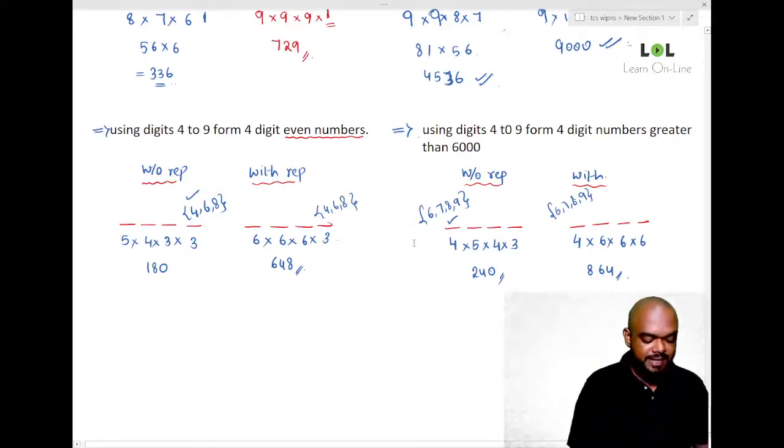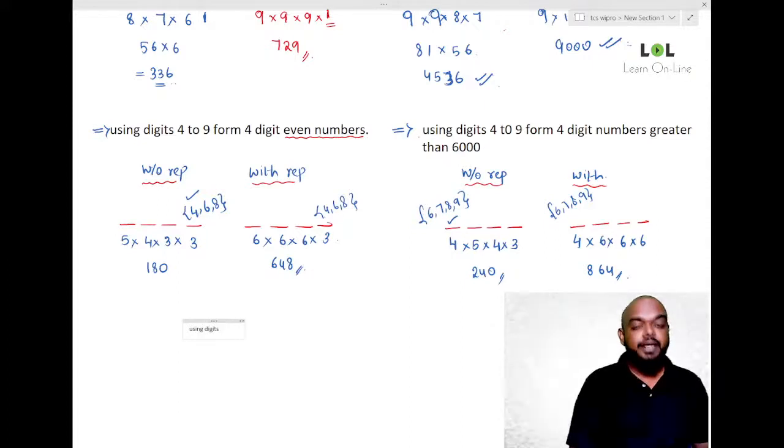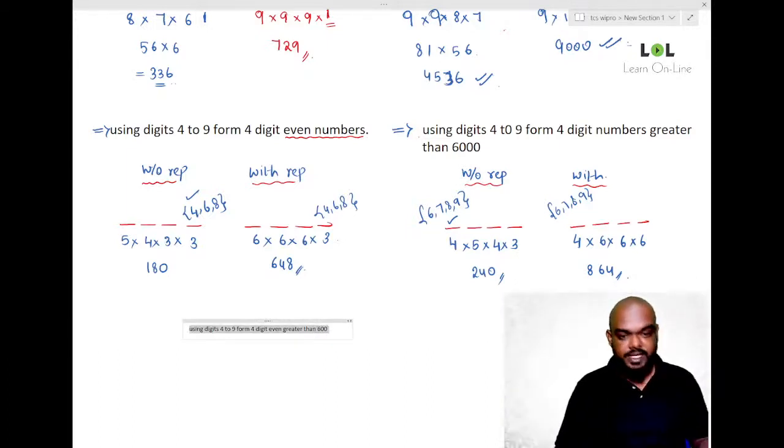Okay, so let me start this. Let me write the question. So what is it? Using digits, let's say 4 to 9, using digits 4 to 9, form 4 digit even numbers, greater than 6,000. Now observe this carefully.